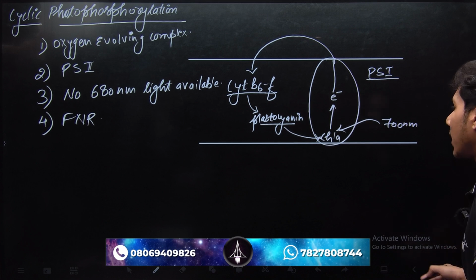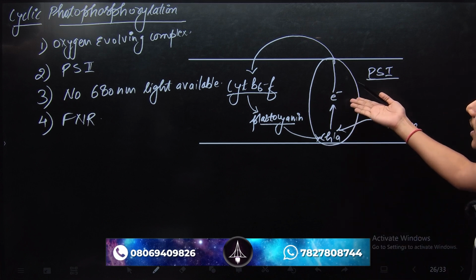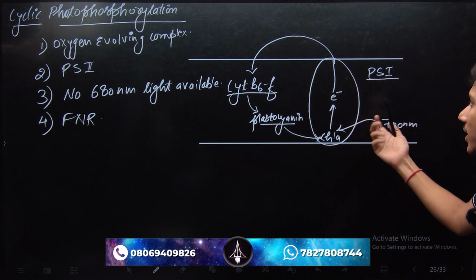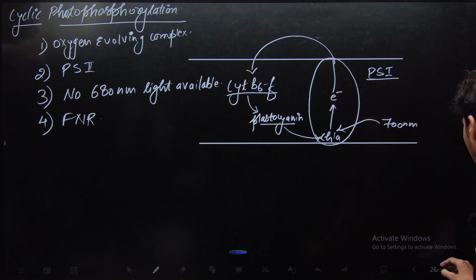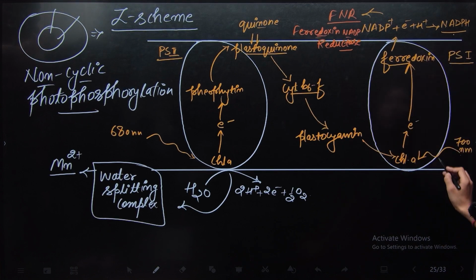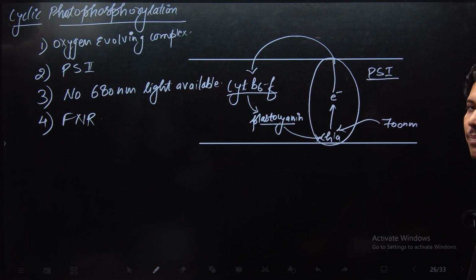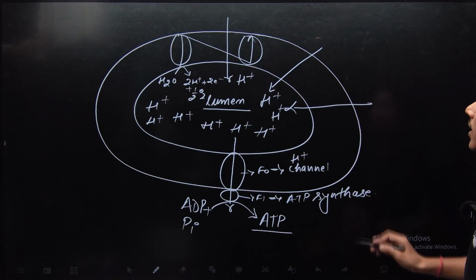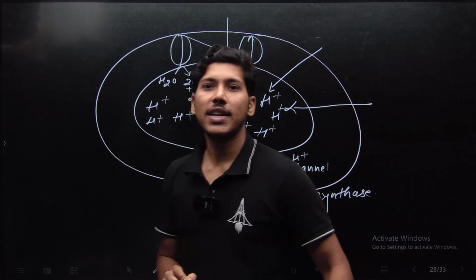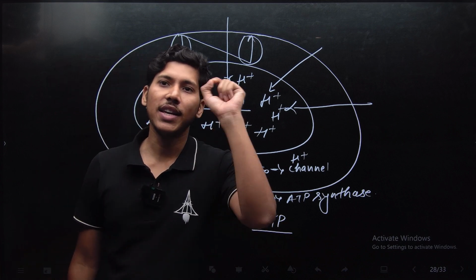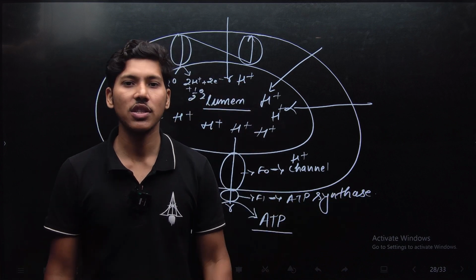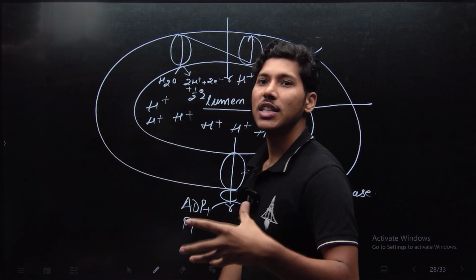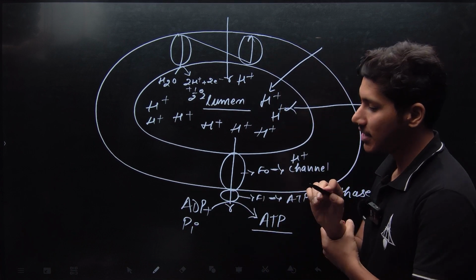Now you must be wondering, what are the products that we got here? We got nothing here. Here at least you showed NADPH, but here you showed nothing. Right? So I will tell you that in both the cycles, non-cyclic and cyclic photophosphorylation, ATP is produced. How is ATP produced? Let's see.